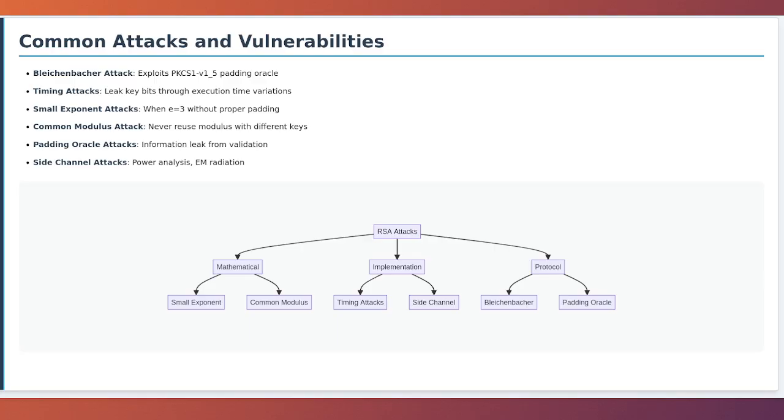Common modulus attacks happen when the same modulus n is used with different key pairs. If two users share the same n with relatively prime exponents e1 and e2, an attacker who sees the same message encrypted to both users can recover the message without any private keys. Never reuse moduli between different key pairs.